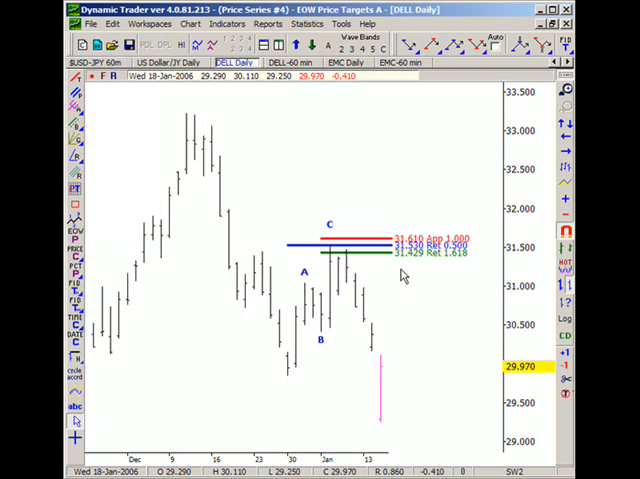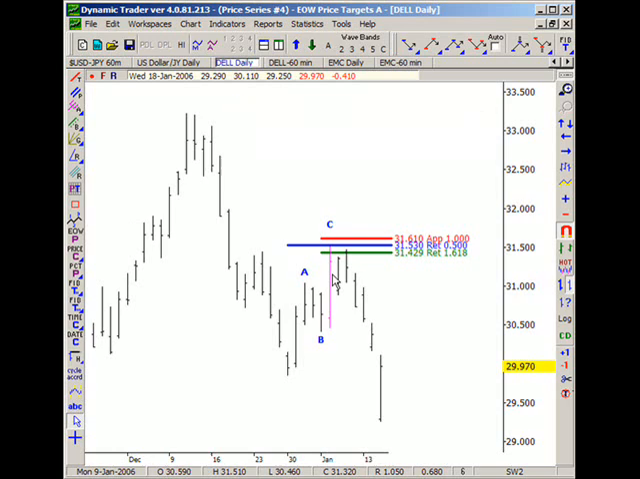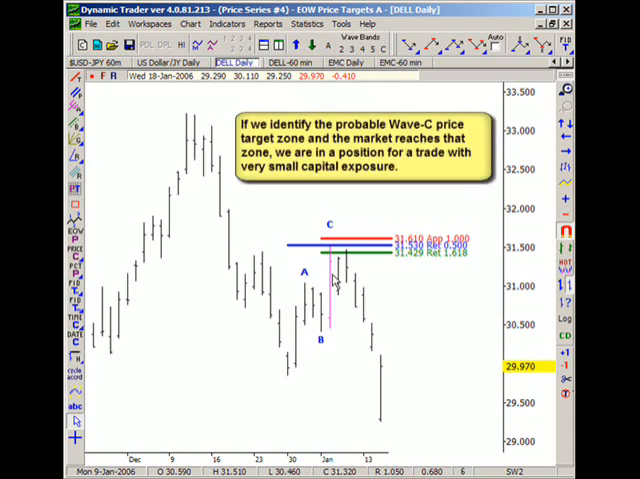And again, I'm going to emphasize this in almost every example. We did not know that this market was going to make an ABC. What we did know is that the conditions were in place to complete the end of wave C, to complete an ABC correction, followed by a resumption of the bear trend. So we were in a position for, in this case, a short trade with very, very minimal capital exposure.